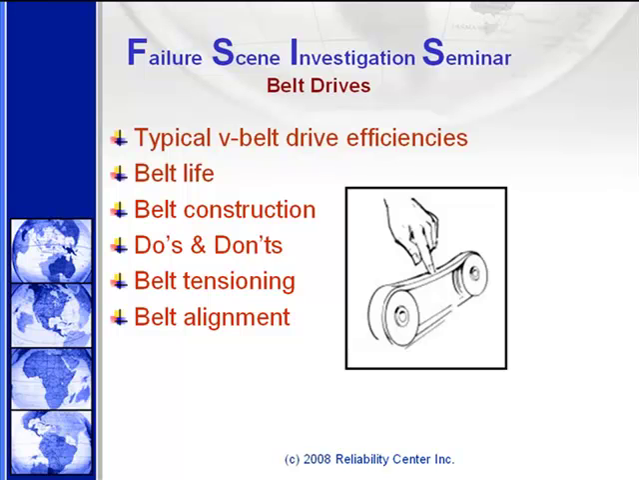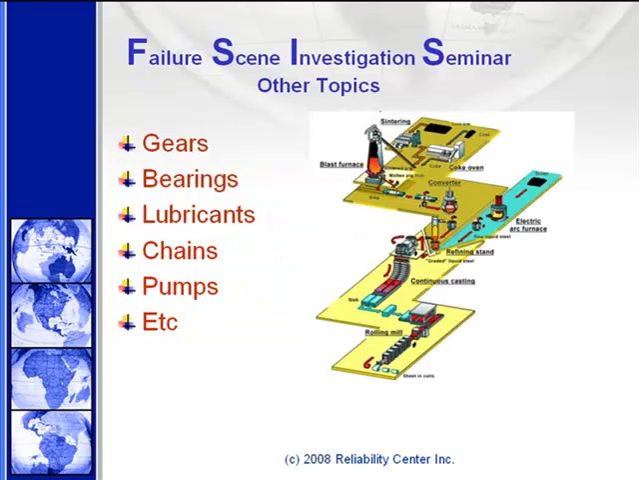Similarly, we'll take a look at belt drives. Although belt drives are not as popular as they were some years ago, they continue to be a common method for driving fans, for example. We'll look at belt drive efficiencies and the do's and don'ts of preventive and predictive maintenance. We'll also look at a variety of other mechanical components, such as gears and bearings. No matter how complex your manufacturing facility is, there is always going to be specific equipment and specific types of components that fail regularly and need attention.